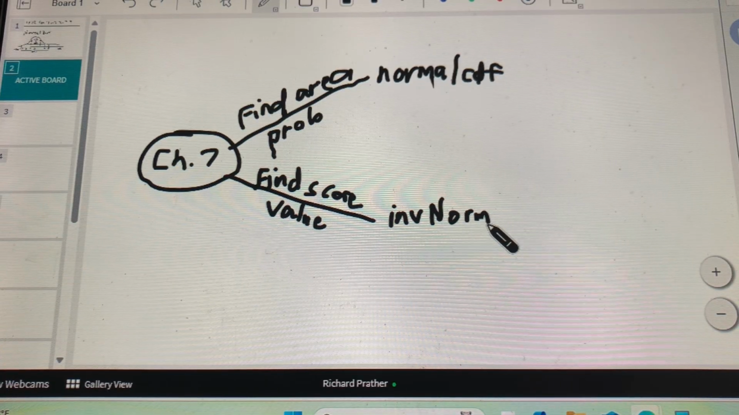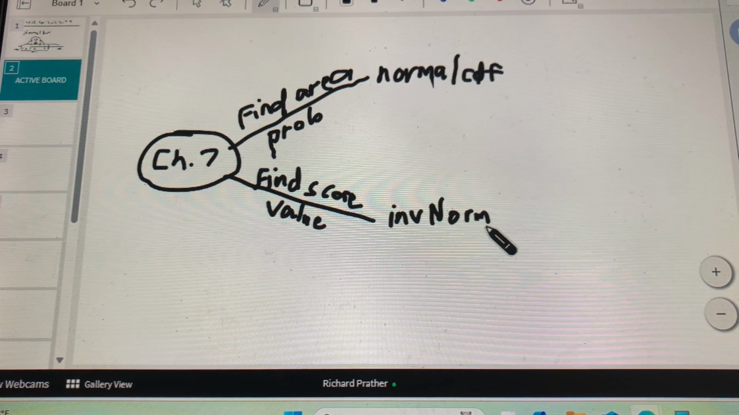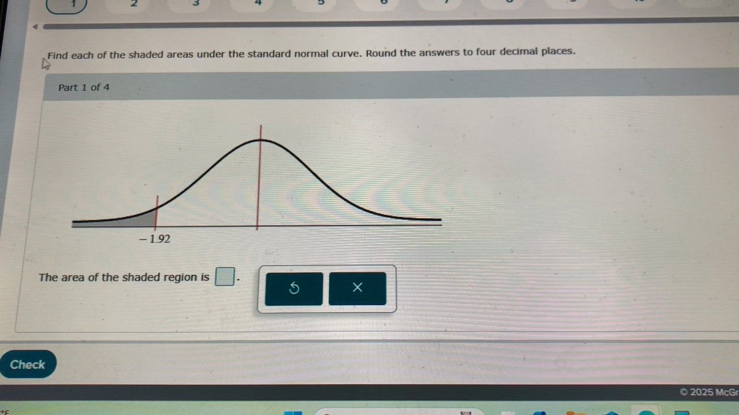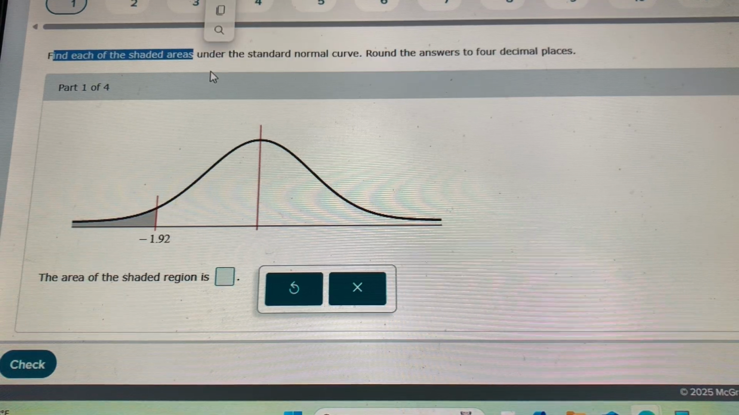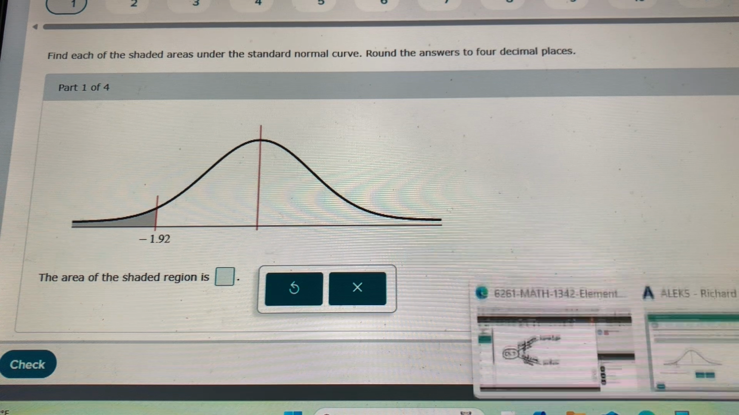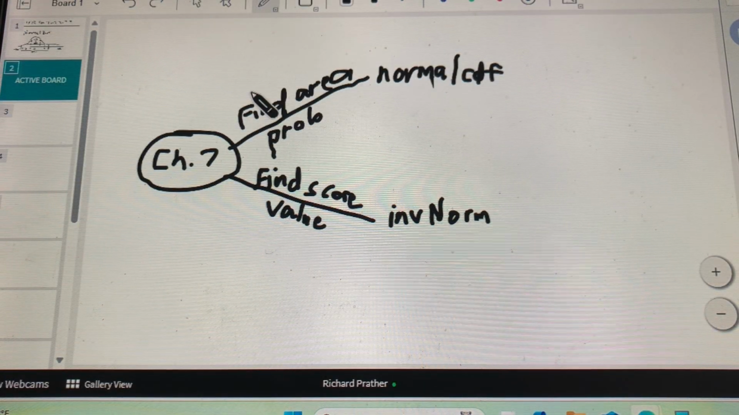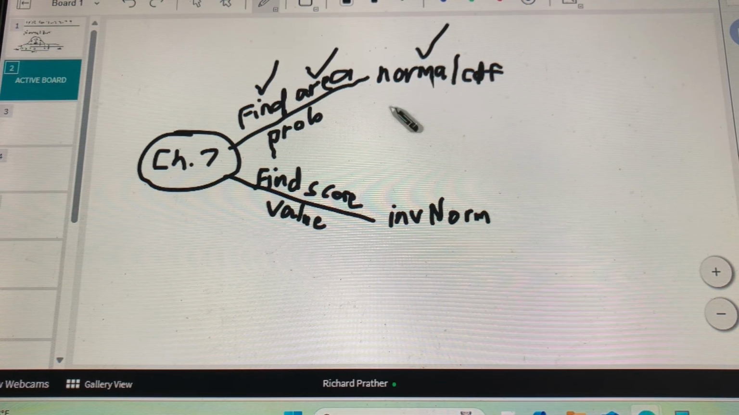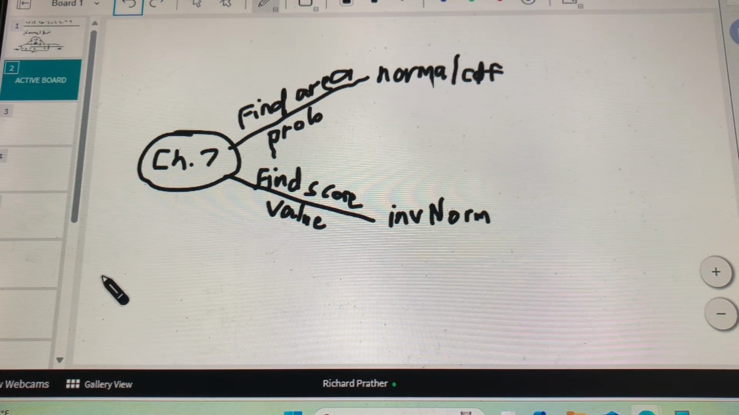So you don't want to focus in on, oh, I see the word area in there, it must be this. It's not about just finding one word, it's what are they asking you to find? This says find each area. The area is blank, I'm looking for area. So focus in on what is it asking you to find. This one's asking me to find area, so that's a normal CDF. Each of normal CDF and inverse norm, they each have 3 cases to do.